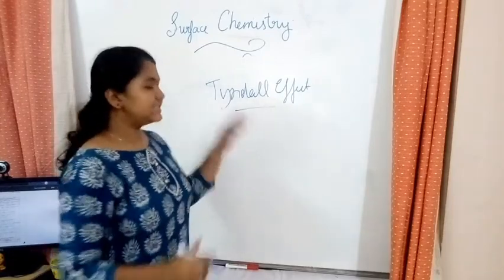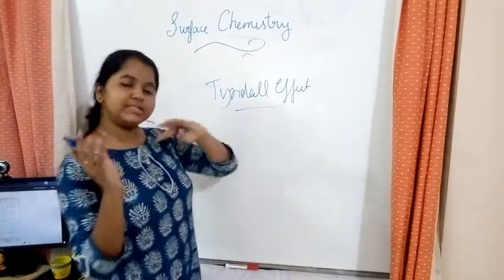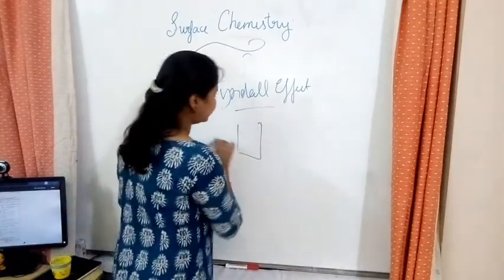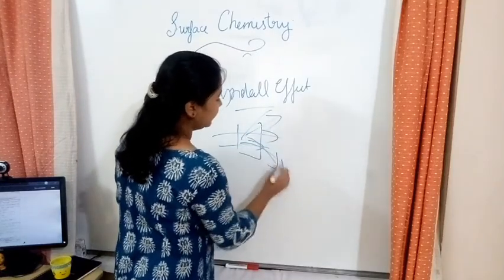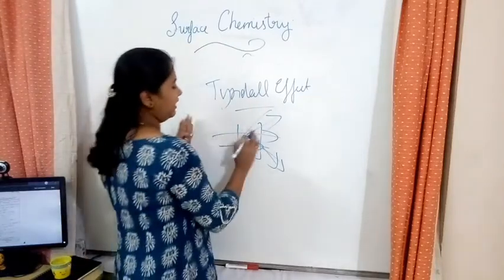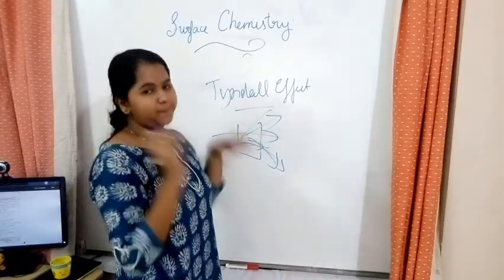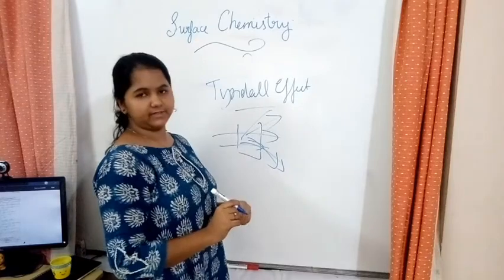So Tyndall effect is the scattering of light when light is passed through a colloidal solution, it will get scattered. Okay, that means the light shows its path. That is the meaning of Tyndall effect.